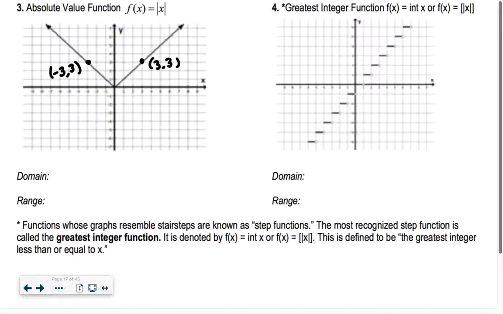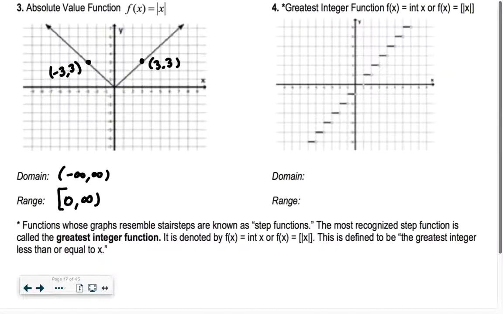Okay. So its domain, negative infinity to infinity, but what's its range? 0 to infinity. What do I put on the 0? Bracket. Perfect. All right, the greatest integer function you guys learned in Algebra 2.